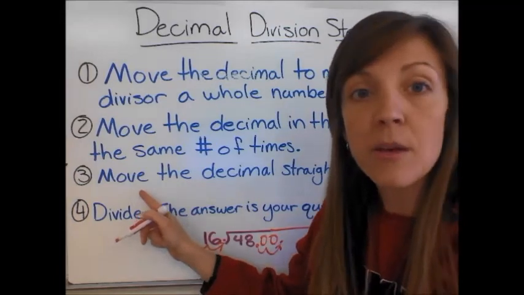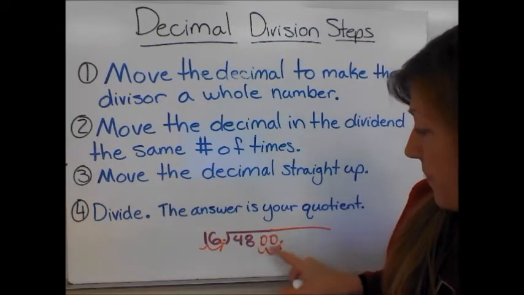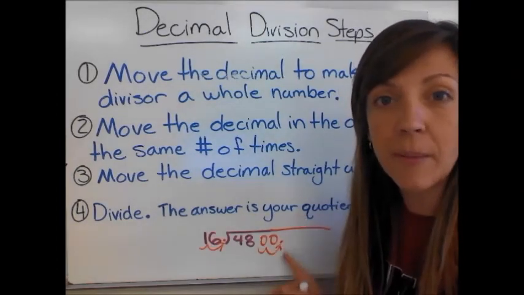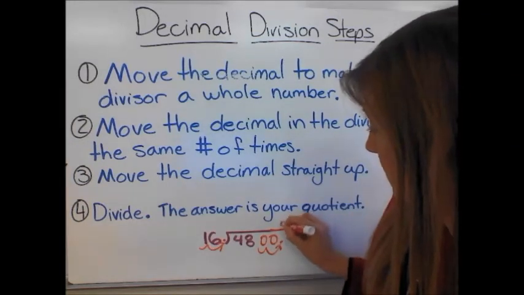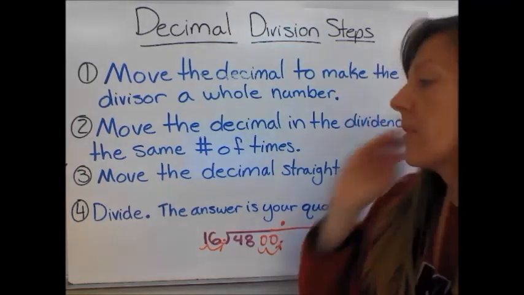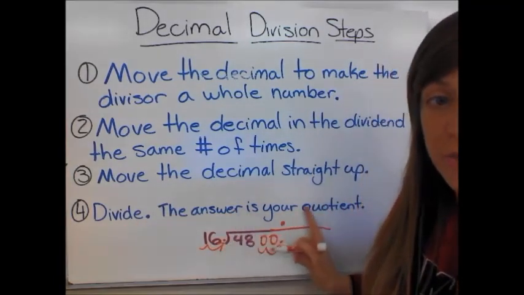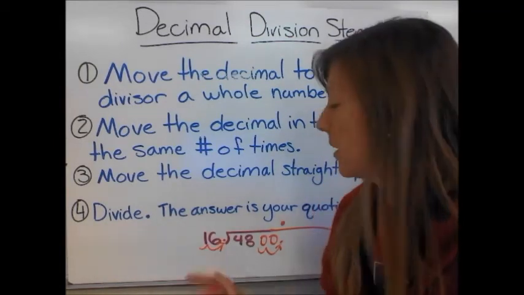Step 3. Move the decimal straight up. So my quotient will be up top. I'm going to just move this decimal straight up to the top. Step 4 is to divide. The answer is your quotient. Okay, so after I divide, I have my answer and I'm done.